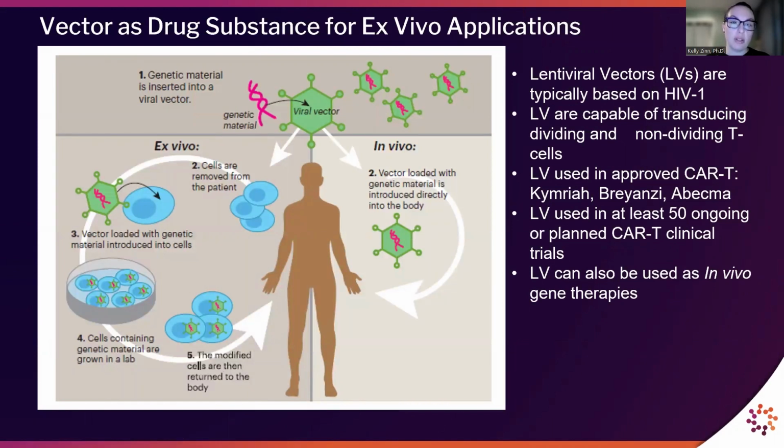So lentiviral vectors are so commonly used, in fact, that they've been used in several approved CAR-T products, including Kymriah, Breyanzi, and Abecma. And what's more, lentiviral vectors are also used in at least 50 ongoing or planned CAR-T clinical trials. So lentiviral vectors are based on HIV-1, and they're uniquely suitable for CAR-T transduction because they're capable of transducing both dividing and non-dividing cells.